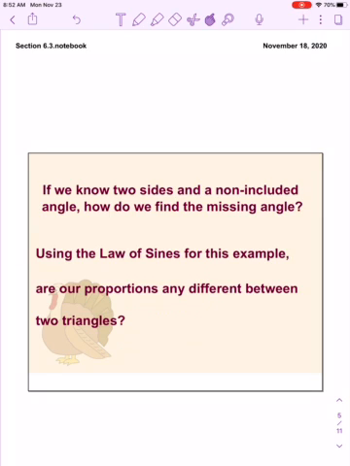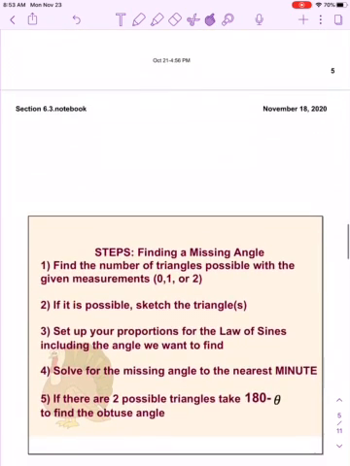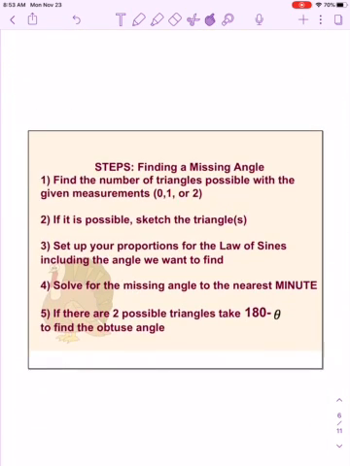So if you know two sides and a non-included angle, we're going to use the law of sines because we're going to have side A and angle A. So we have that complete set, so we can use the law of sines. The first thing you need to do is know how many triangles are possible: 0, 1, or 2. You don't have to sketch it, so don't worry about this, but just know what that looks like.